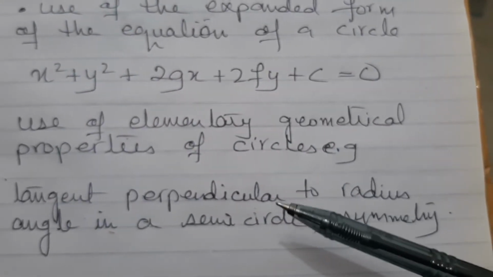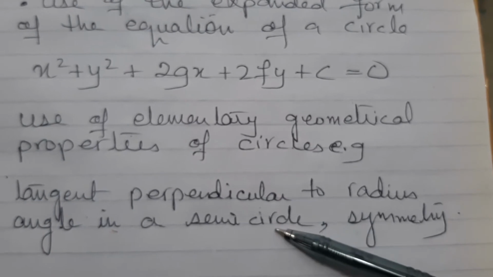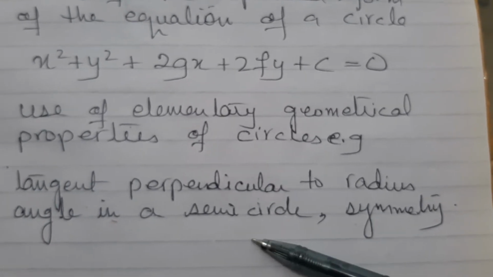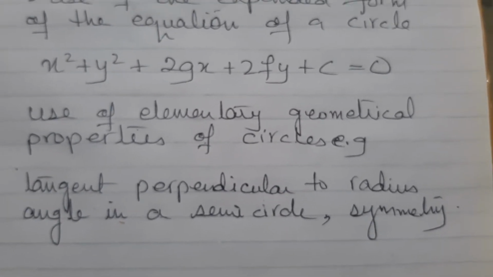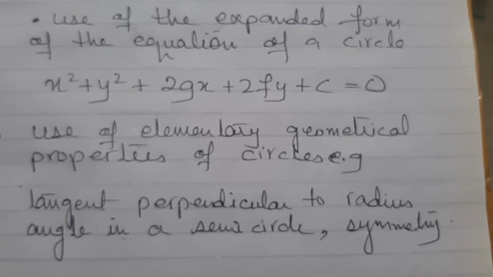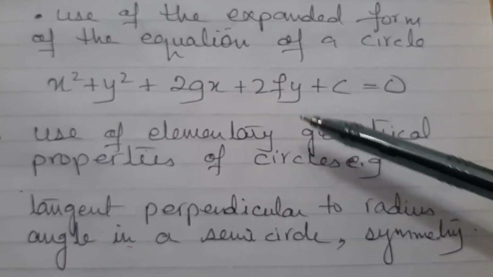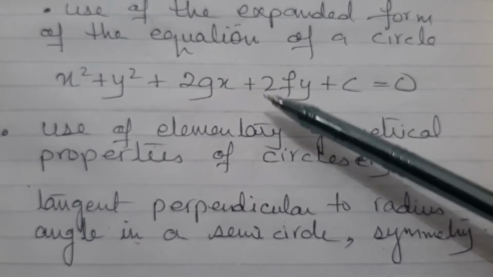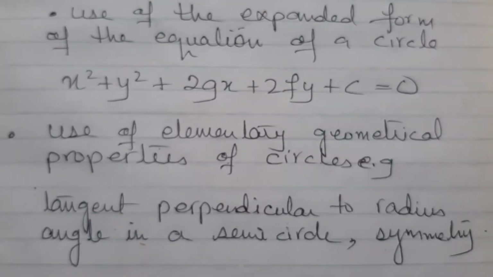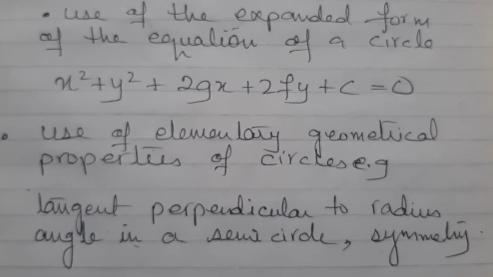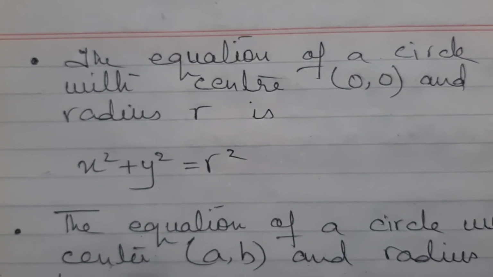And then, for example, tangent perpendicular to radius, angle in a semicircle. So all these properties of circle we will use to answer the questions in which the equation of a circle is given in this form and something is asked. Okay, so let's see.